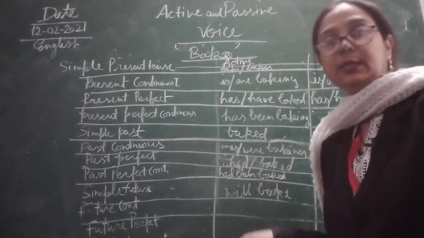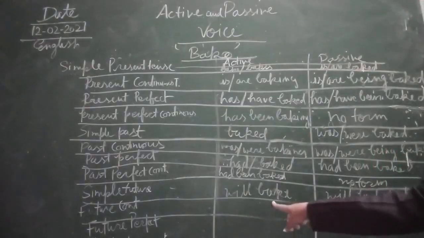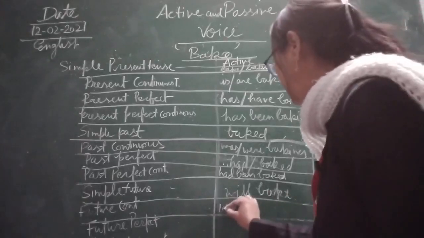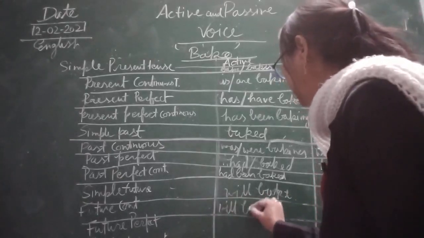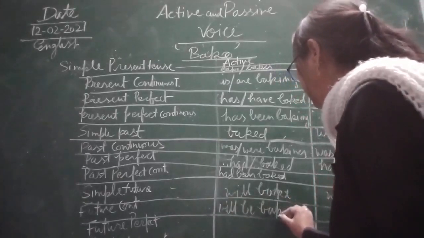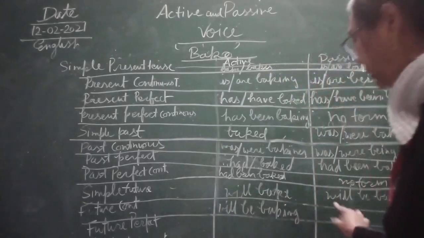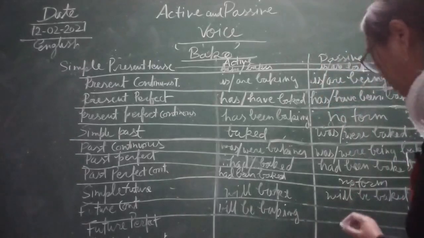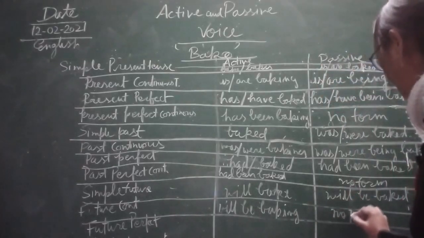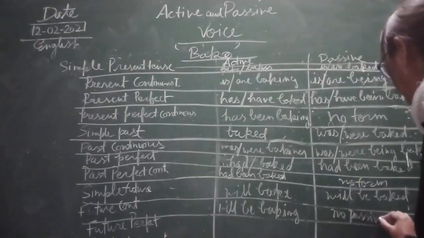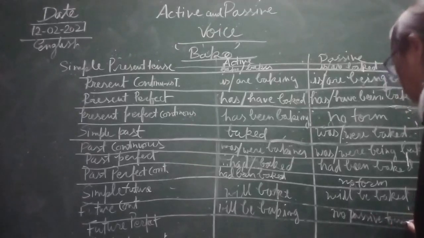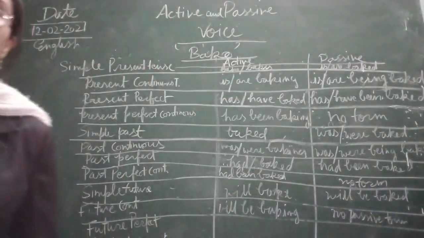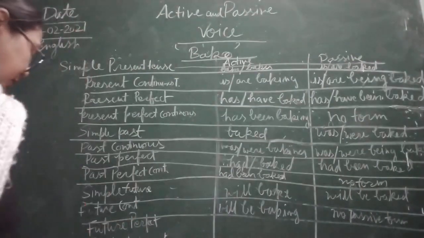Future continuous tense. So what are we using in the active voice, future continuous? Will be baking. Okay children, will be baking. Now in the passive voice, what will we do? No passive form. Remember this. In this future continuous tense, we are not going to make any passive form, children.